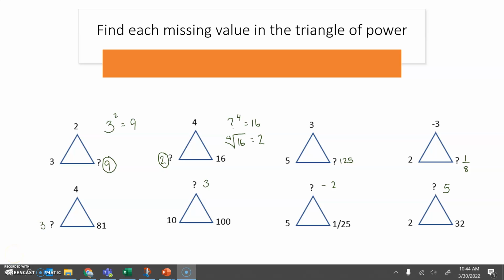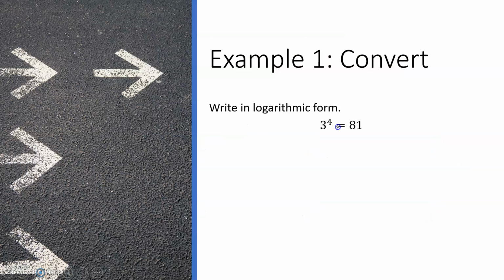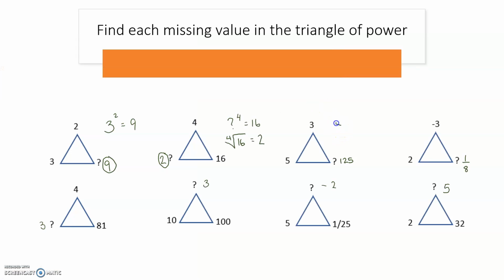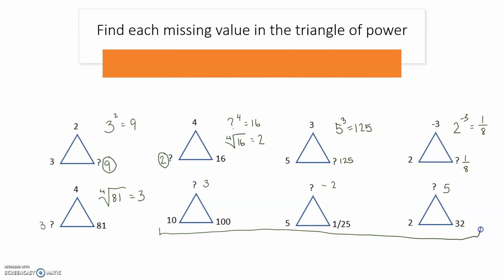So this is what I got for the missing numbers, and mathematically what this is saying is 5 to the 3rd power is equal to 125, so that's what we're looking for. This one is saying 2 to the negative 3rd power. Because it's a negative exponent, it brings it to the other part of the fraction, so that becomes 1/8. And then this one is saying, what's the 4th root of 81? And that's 3. These 3 are all talking about this new relationship.